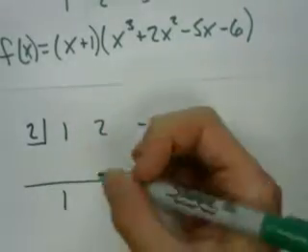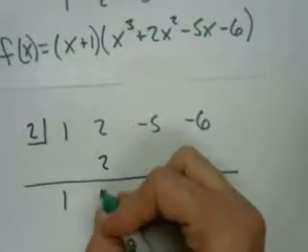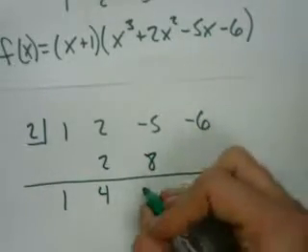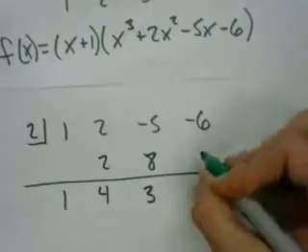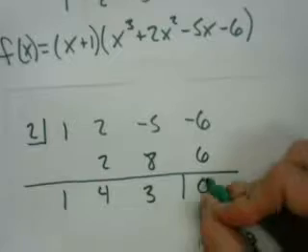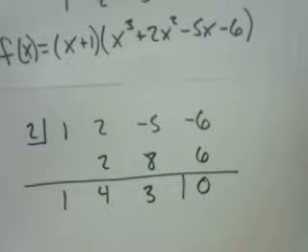So here, drop the 1, 1 times 2 is 2. 2 plus 2 is 4. 2 times 4 is 8. Negative 5 plus 8 is 3. 2 times 3 is 6. And then, oh, lucky me, that canceled out. So now I know 2 factors. I know negative 1 and 2.